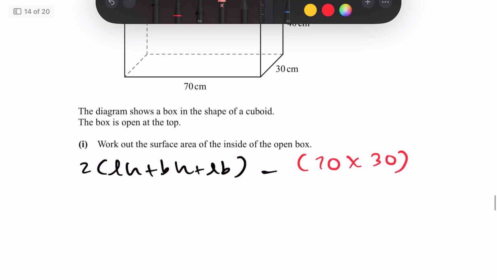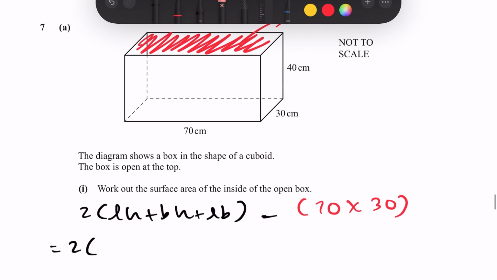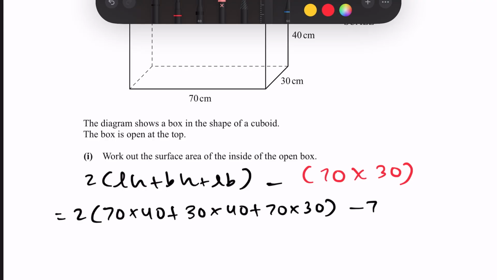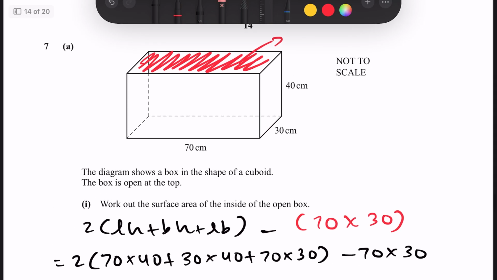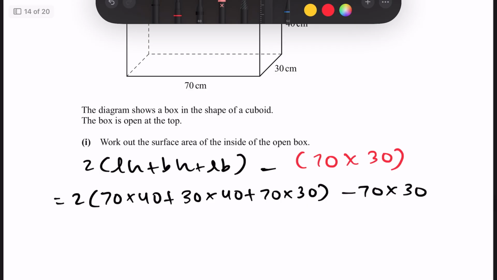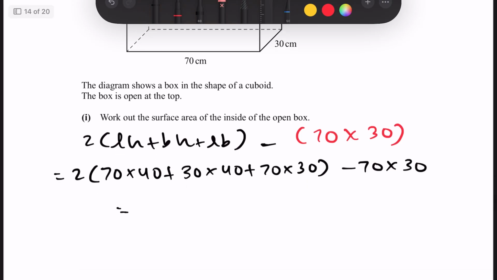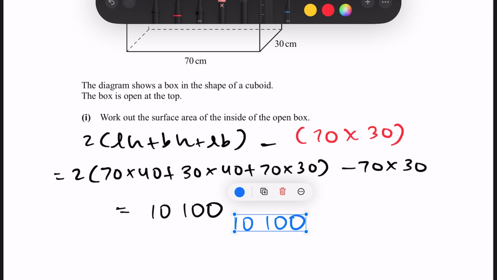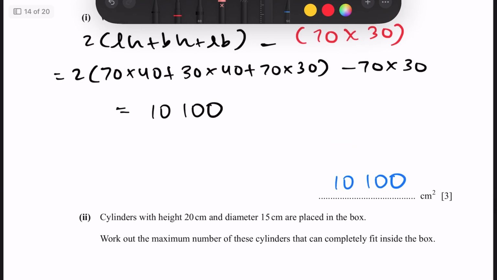So this is equal to 2 times L times H, which is length times height, which is equal to 70 times 40, plus the breadth times the height, which is equal to 30 times 40, plus the length times the breadth, which is equal to 70 times 30, minus 70 times 30. This gets us a final value of 10,100. So if I just duplicate this, and I take this duplicate and I make it blue, and I put this as a final answer, this is what we get.